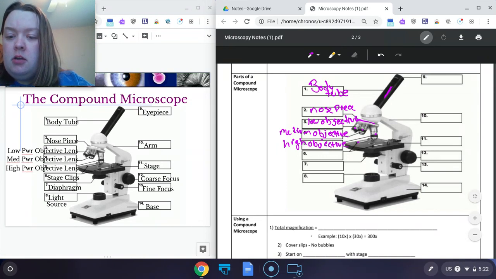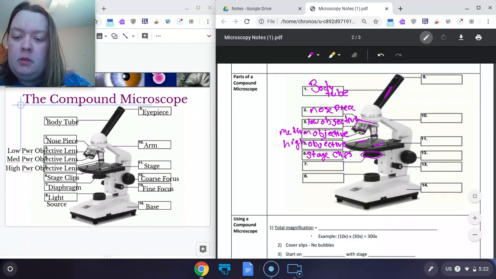Number 6 here is pointing to the little clips that are going to clip our slide into place, and they're called stage clips. Number 7 is pointing to this object here, and that is called the diaphragm. The diaphragm is going to adjust the amount of light hitting the specimen.